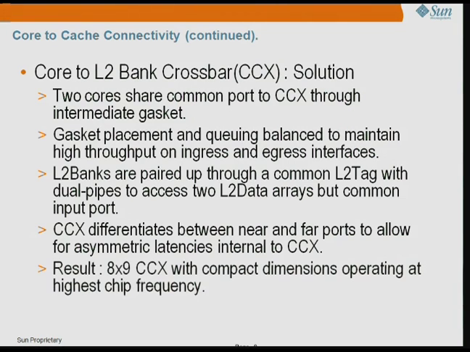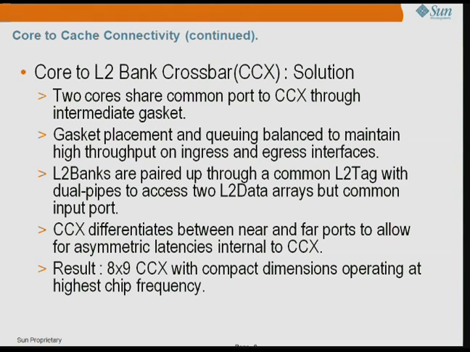So the solution here, given the problem statement in the prior slide, is we paired up cores, and we paired up L2 banks. If you remember from the prior slide, well, there's a slide after this where I can show that to you. But cores have been paired up. They interface to this crossbar through a common port. This way we have 8 interfaces into the cores. And then similarly, the 16 L2 tags have been paired up, and each pair has a common interface to the crossbar.